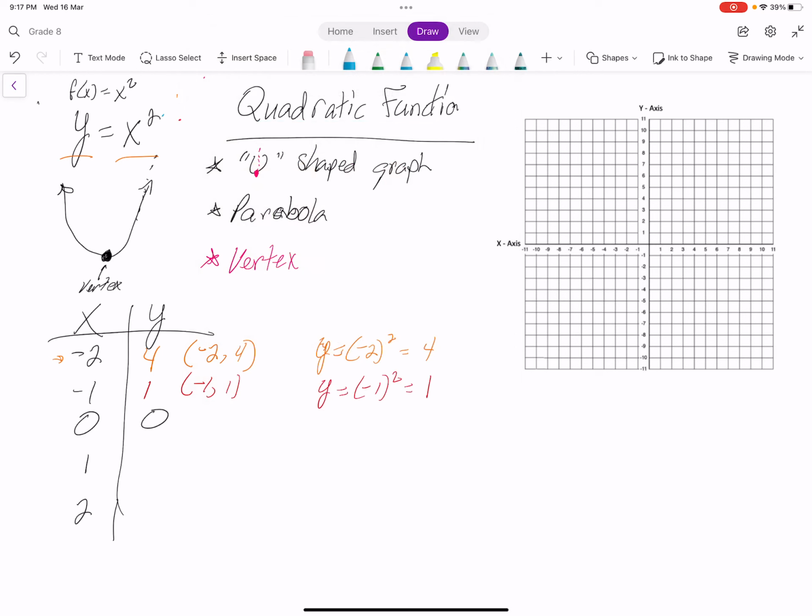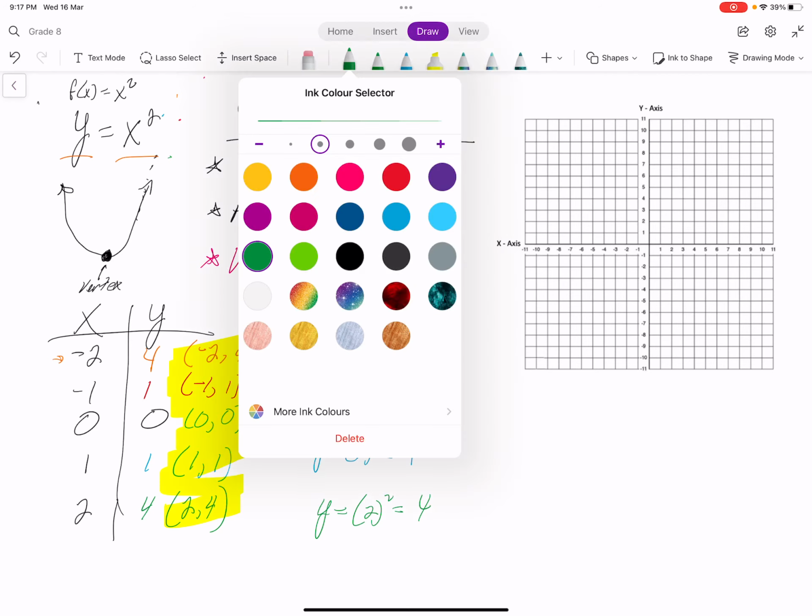Then I'll go ahead and do the next one. I don't need to do 0, 0, because we already know that. And then I'll plug it in, y is equal to 1 squared, which is equal to 1 as well. So it gives me the point 1, 1. And then my last one, y is equal to 2 squared, which is equal to 4. So it generates a point 2 comma 4. So once I have these 5 points, I can then plot them on my graph and graph them.